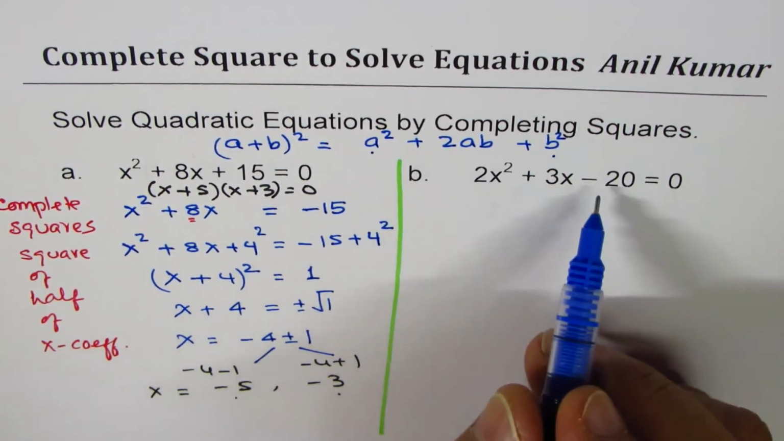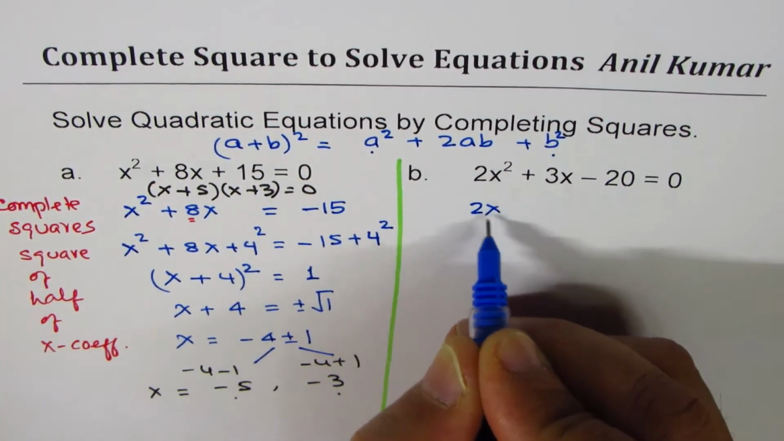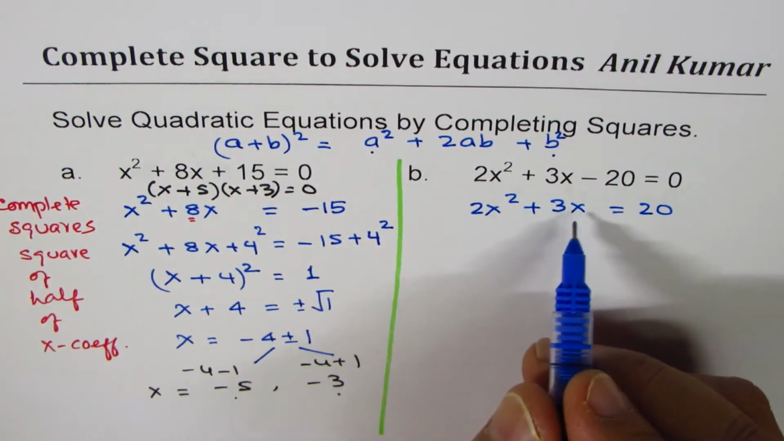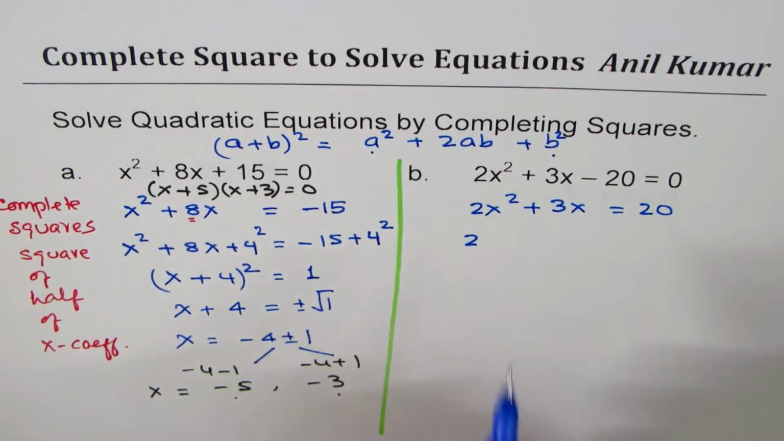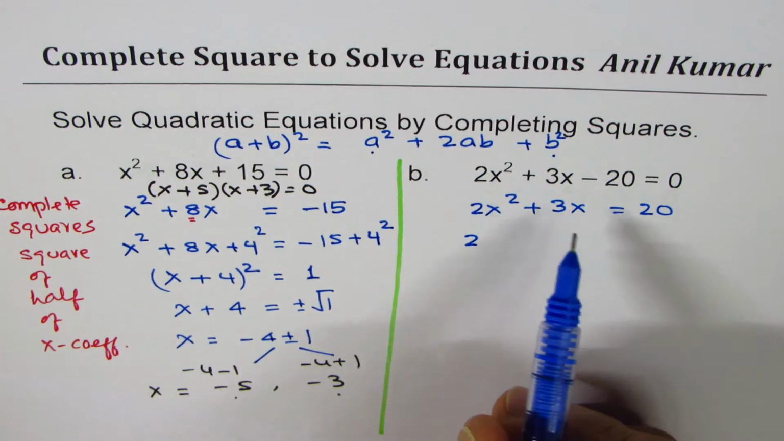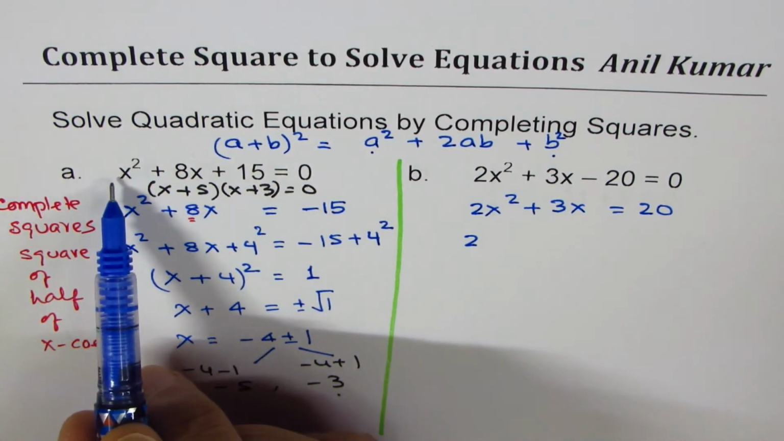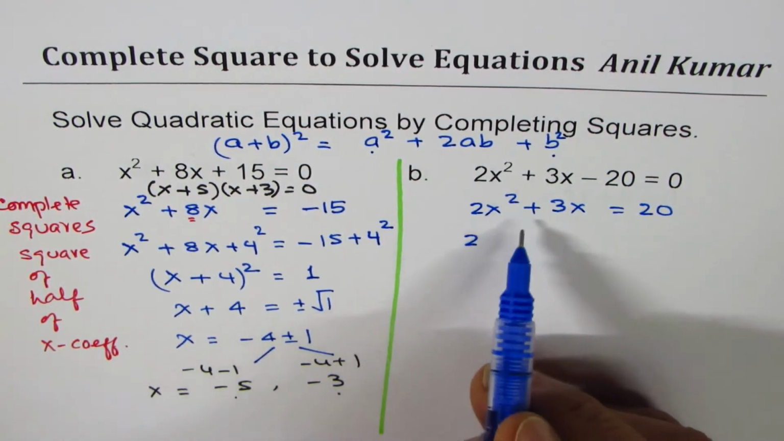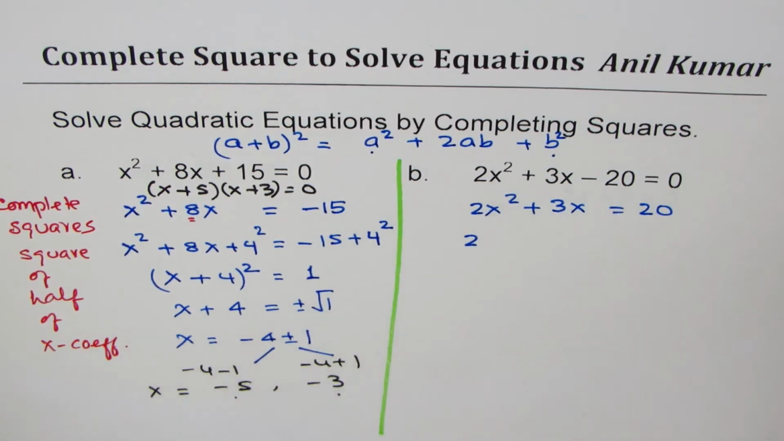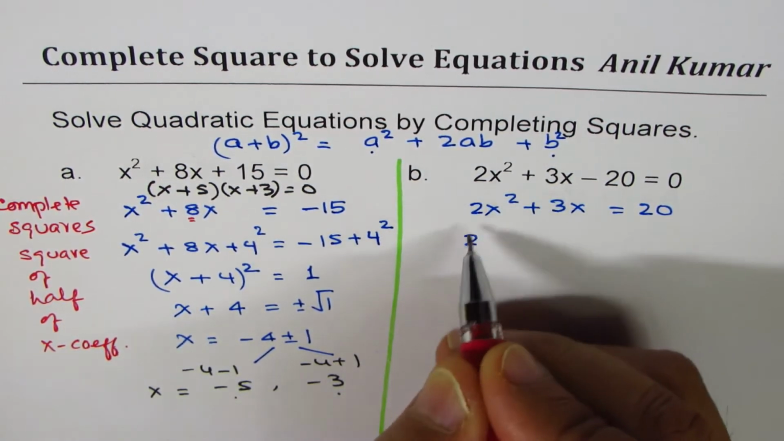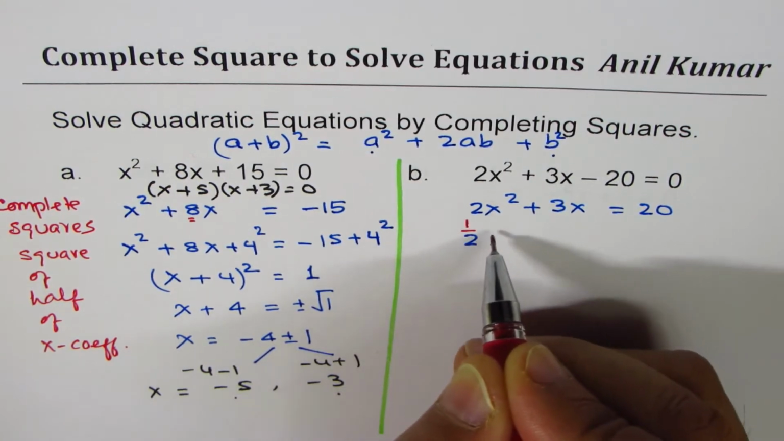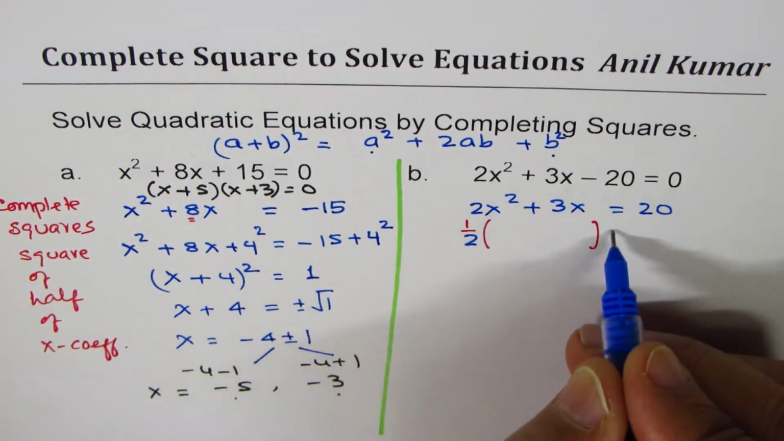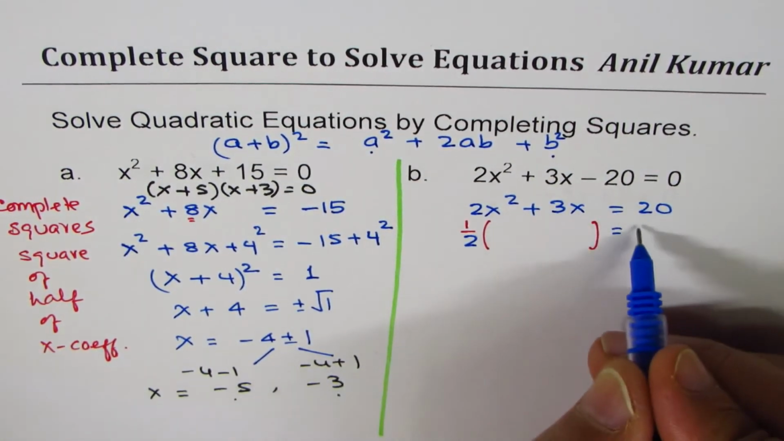Okay, so next one. So let's take 20 to the other side. We'll do it a bit faster than last time. Now half of 3. So this is complicated. The first step is to take 20 to the other side. Now here you will notice that the coefficient of x squared is 2, not 1. So what we do here is multiply both sides by half. So we'll do half of the whole thing. Do you understand?